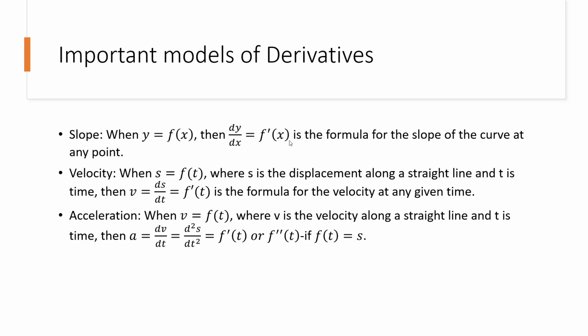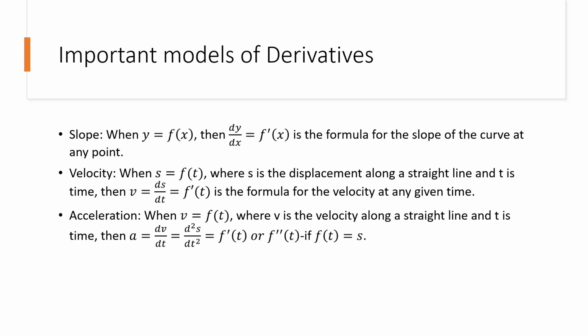It is defined as when y is equal to f of x, then the derivative of y with respect to x is the formula of the slope of the curve at any given point. So you just get the derivative, then substitute the values of the point, the x and the y, into the resulting function, then you will get the value of the slope.